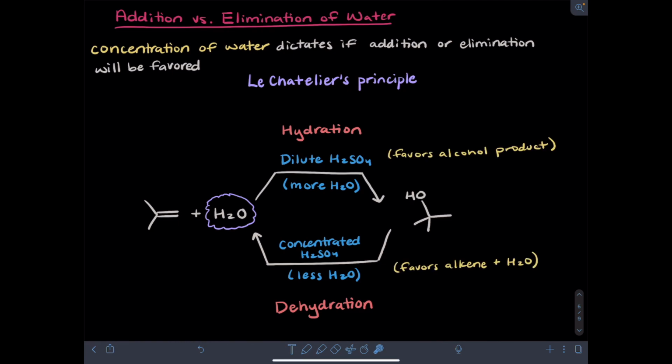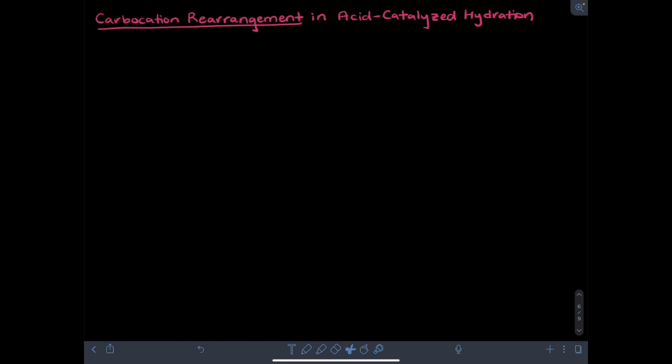So I want you to remember that if you treat an alkene with water under dilute sulfuric acid conditions, you will favor the formation of the alcohol product. If instead you treat an alcohol with concentrated sulfuric acid, you'll favor the formation of an alkene, and water will be formed as a byproduct. Because a carbocation forms in the acid-catalyzed hydration mechanism, carbocation rearrangements are possible.